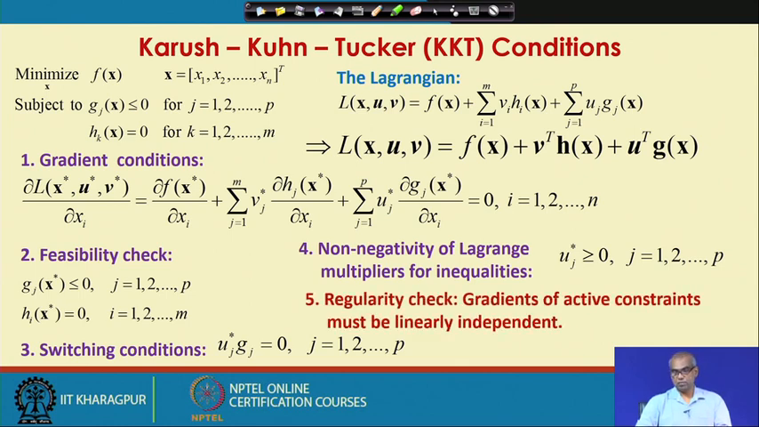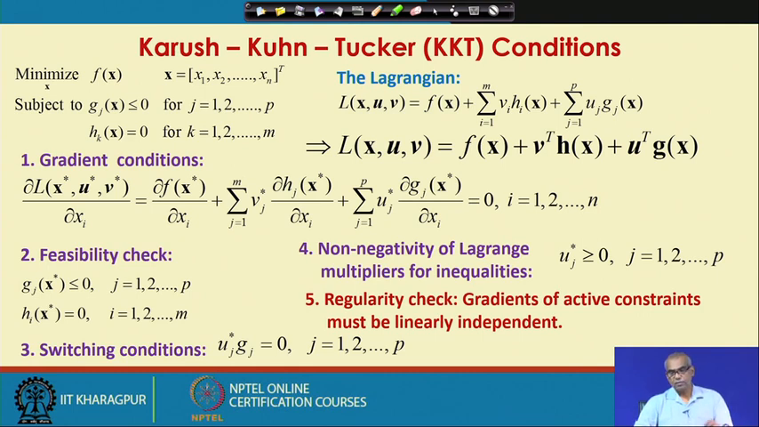Finally, regularity check. The point x star must be a regular point. The gradients of active constraints must be linearly independent. That means, at the point x star, the gradients of all active constraints must be linearly independent. Then only the point x star is a regular point, and KKT conditions will apply only for regular points.